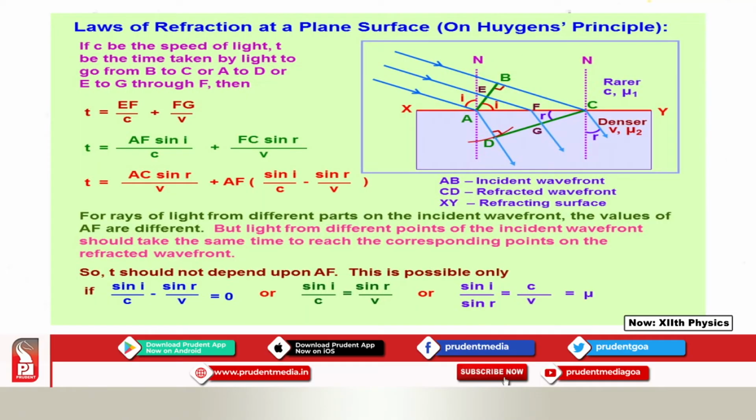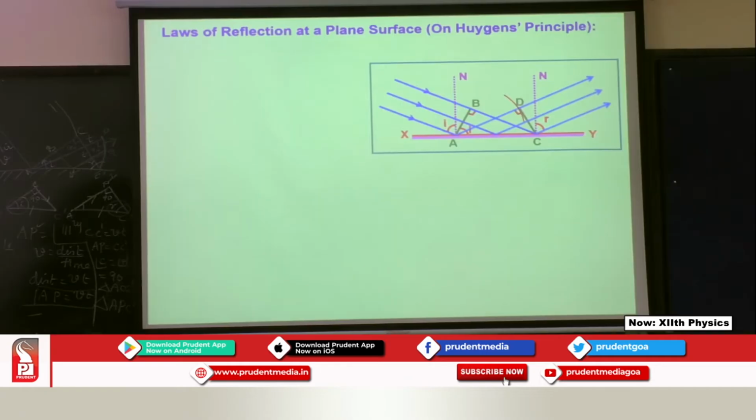Now, please look into this. This is the incident wavefront, the reflected wavefront. This is the normal drawn over. Angle of incidence, angle of reflection. CD is the reflected wavefront.